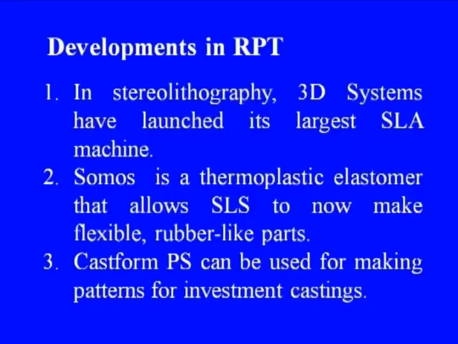Now let us note a few developments in the rapid prototyping technologies, the new directions, etc. In stereolithography, 3D Systems has launched its largest SLA machine. 3D Systems is a company which is very premier in rapid prototyping technologies. So, they have introduced one of the largest SLA machines. SOMOS is a thermoplastic elastomer that allows SLS to now make flexible rubber-like parts. These are some of the advancements in this field. Cast form PS can be used for making patterns for investment castings.